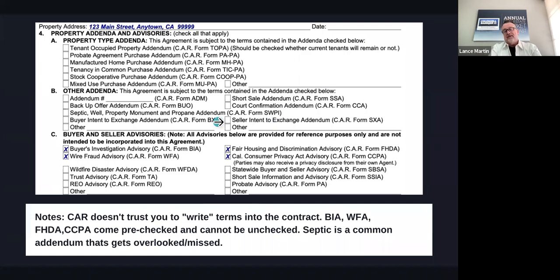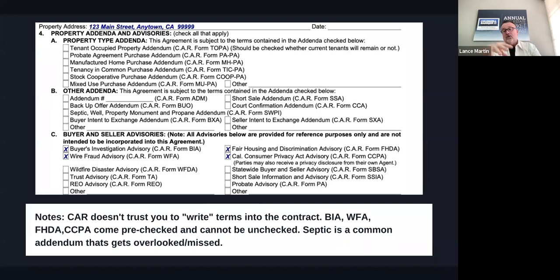If we had done that in the MLS, if the buyer's agent's on their game and they're sharp, the buyer's agent would check this box, even if the buyer's not doing a 1031. Okay, buyer's going to buy this and move into it. But if the buyer's agent knows that the seller's doing a 1031, they should check this box, create the form SXA, seller's intent to exchange, and it's just nice and clean.